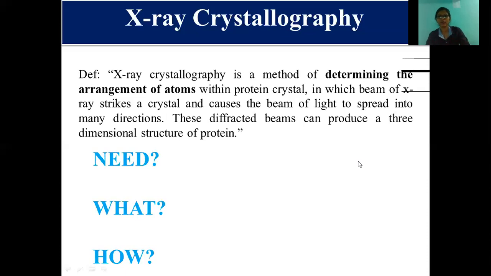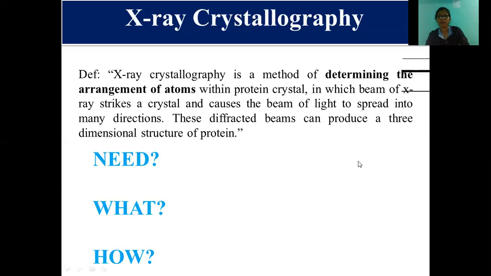Another, most important terminology in it is the crystal. The crystal is used to identify the protein 3D structure. That crystal is made up of the protein and some other chemicals which are used to make it crystalline. We'll explain in the later slides.